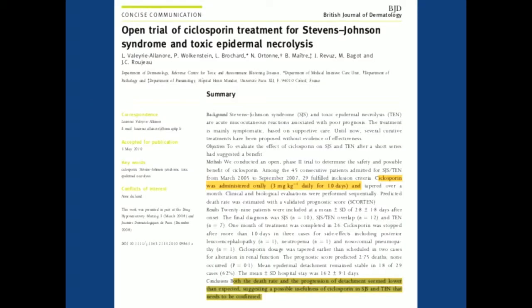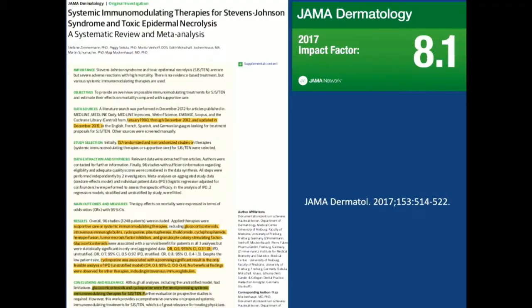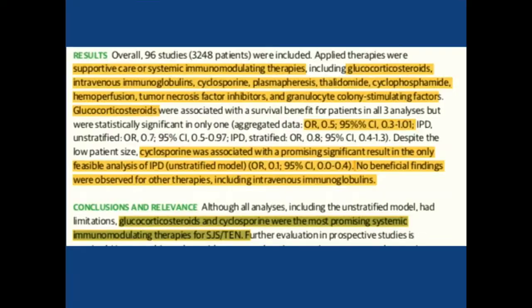This was one of the first papers which came out on use of cyclosporine to treat Stevens-Johnson syndrome. It was a case series of 45 patients, and the authors reported good outcome with use of cyclosporine. This is the most recent meta-analysis on treatment outcomes in the acute phase of SJS-TEN, and this data clearly tells that cyclosporine and glucocorticoids were the most promising systemic immunomodulating therapies for SJS-TEN.